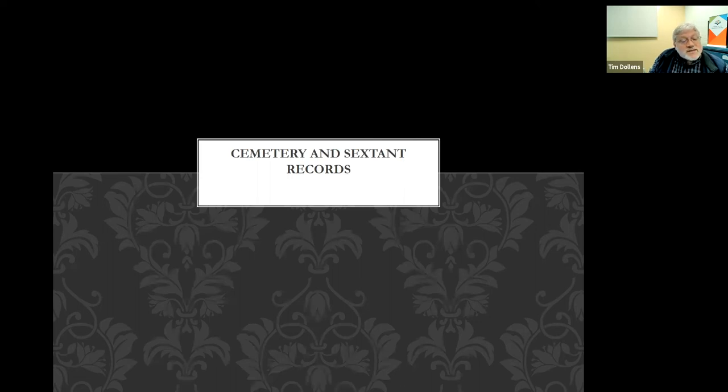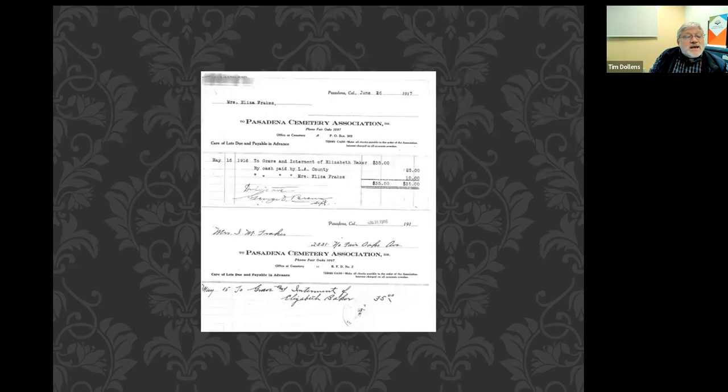Cemetery and sexton records are the next category. This is just an example of what you might get at a cemetery association's office. And you see right here, this is showing how much money they're getting paid to dig the grave. This is out of California. Usually municipal records generally have these kinds of records, but you probably have to ask for copies of them. And always, once you find out on the death certificate what cemetery they're buried in, see if there is a cemetery association, or see if there is a sexton that has the records of the cemetery.